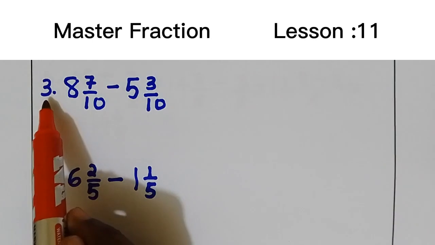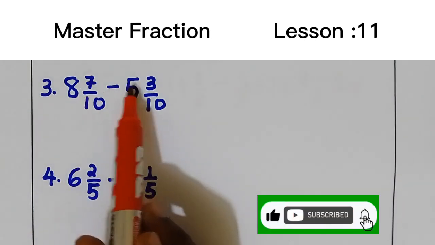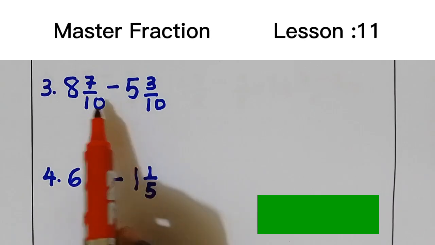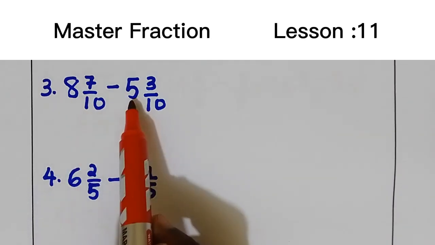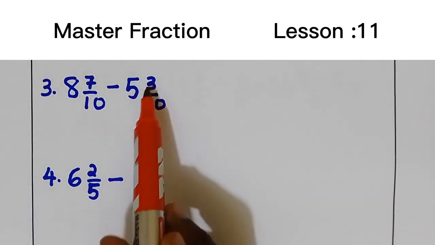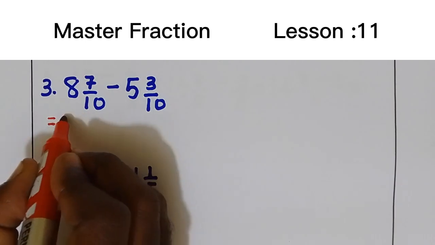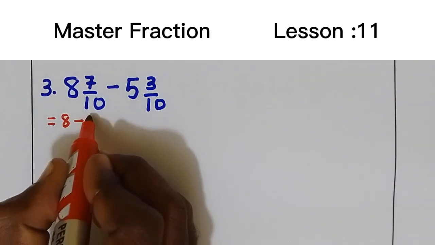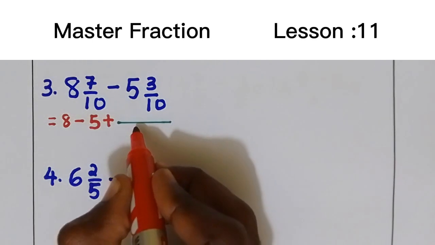Let's go to question number 3. We have 8 and 7 over 10, take away 5 and 3 over 10. First, we are going to take the whole number, take away whole number, that is 8, take away 5. Then we are going to take away the fraction, that is 7 over 10, take away 3 over 10. So this is equal to 8, take away 5, plus we have the same denominator, 10.